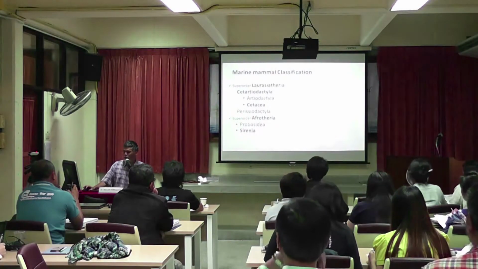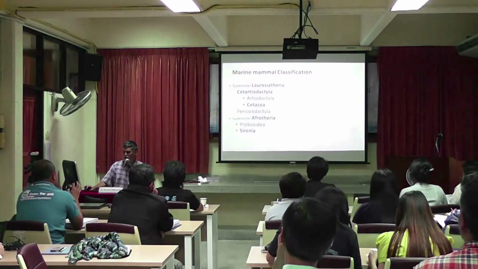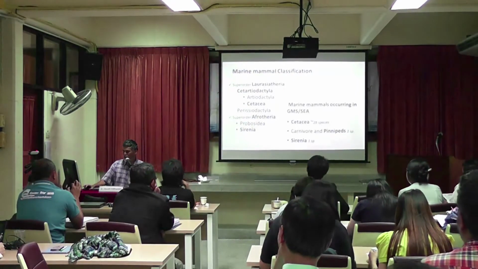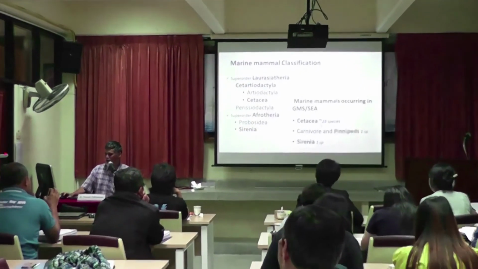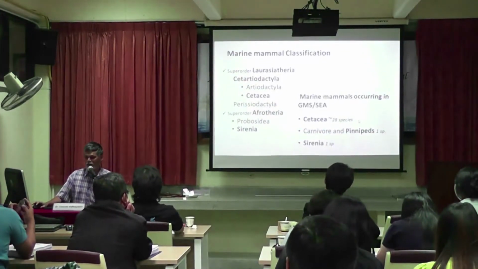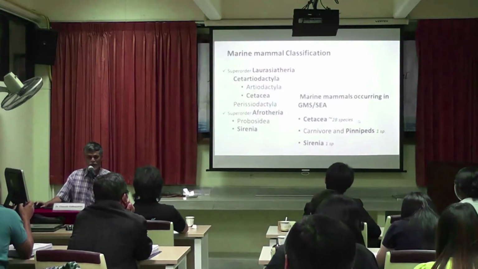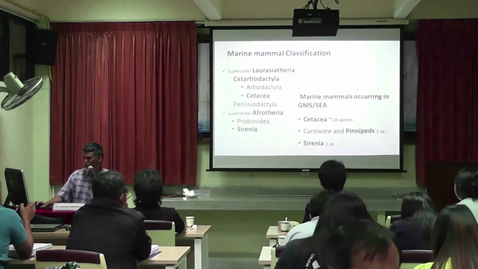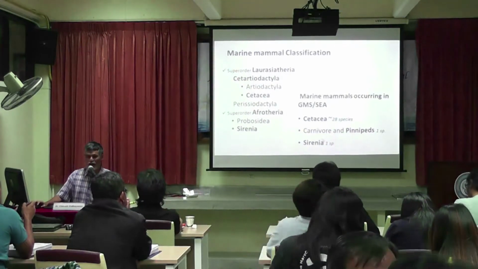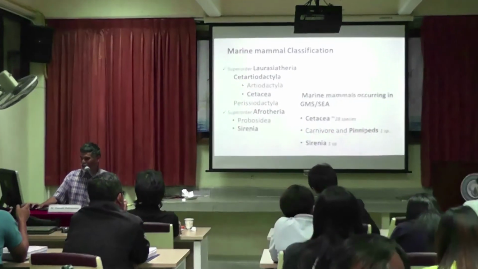So the marine mammal classification has members of two groups, as I said. We have cetacea, around 28 species, maybe more and more recorded from some temperate or subtropical species. Carnivores and pinnipeds, we have one that I said in Vietnam we found very rare, and Sirenia, one species.